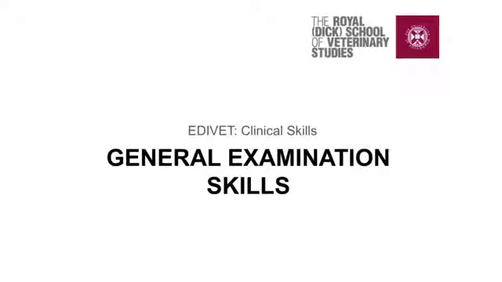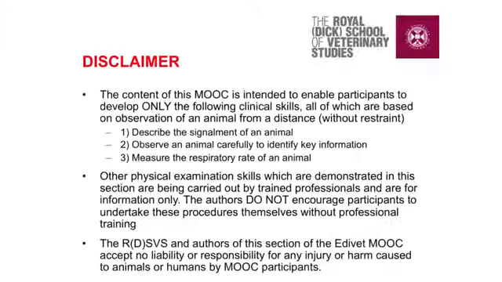So far this week, we have worked on developing your clinical skills in terms of describing the signalment of a dog, observing an animal carefully to identify as much information as possible, and measuring the respiratory rate of an animal and comparing this to reference ranges for vital signs. All of these skills should be performed at a safe distance from the animal without restraining it.